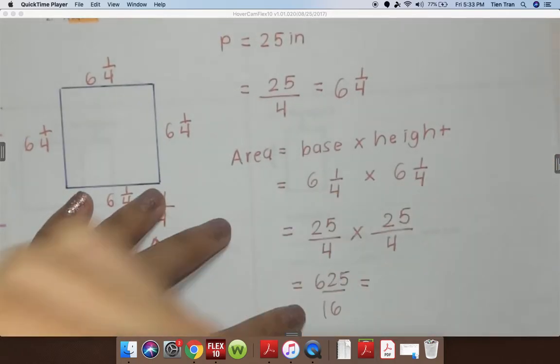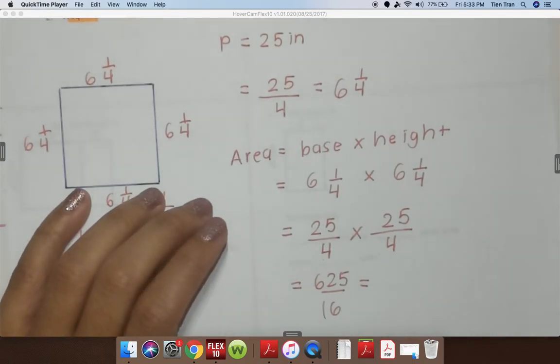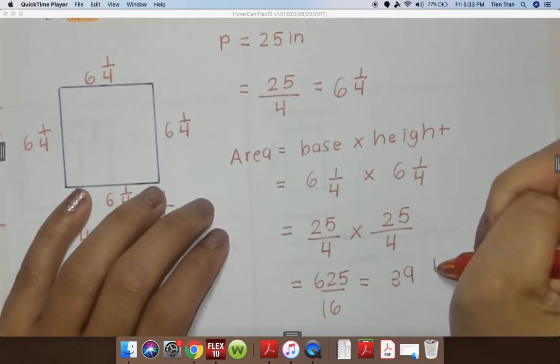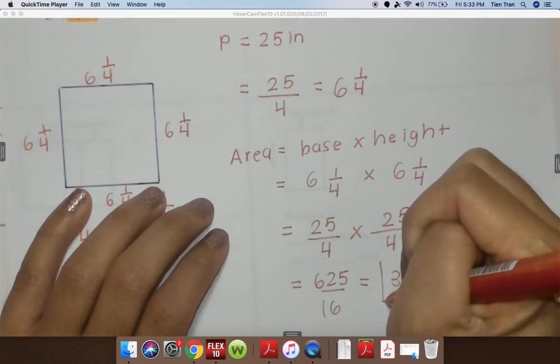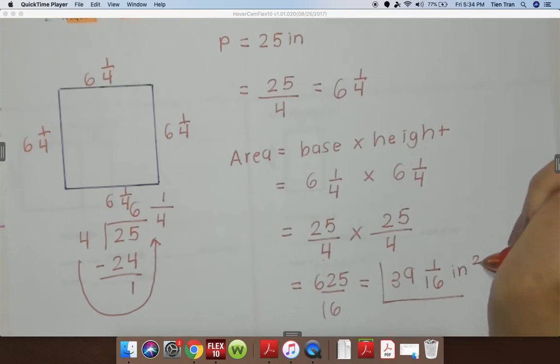Okay? Now I need to divide 625 divided by 16 in order to figure out what my final answer is. And when I do that, I'm going to get 39 and 1/16 inches squared.